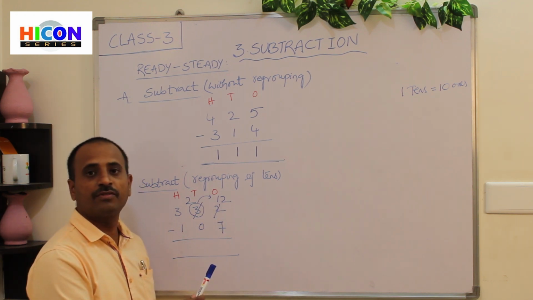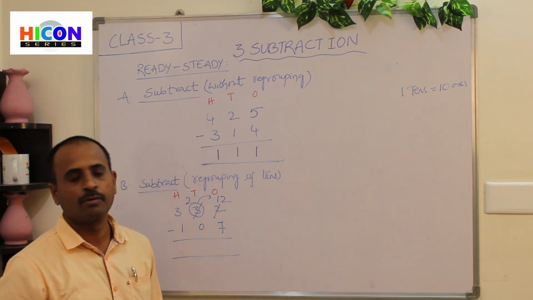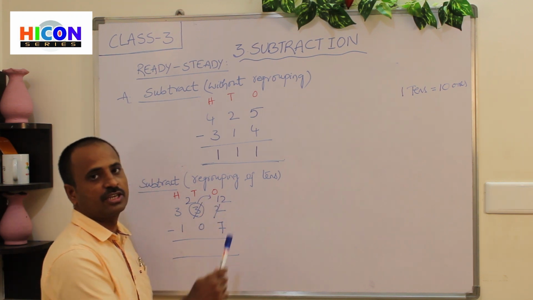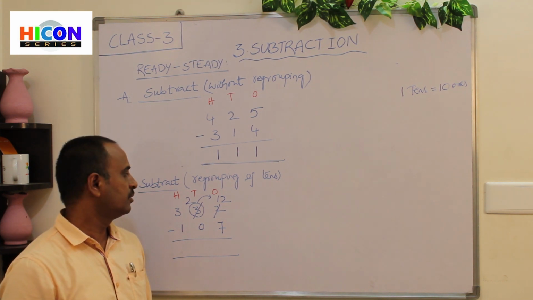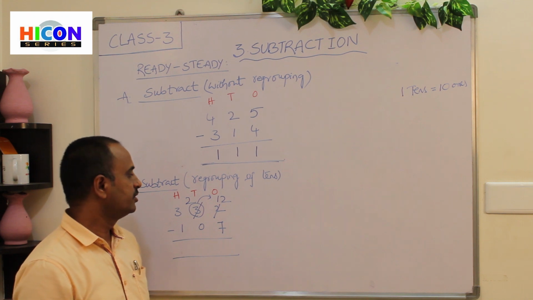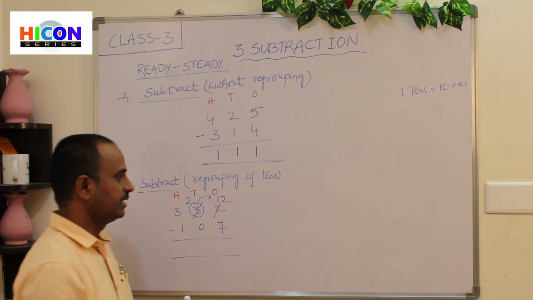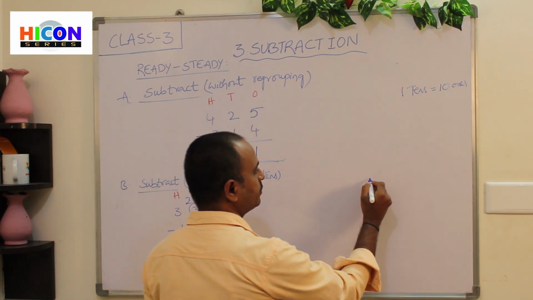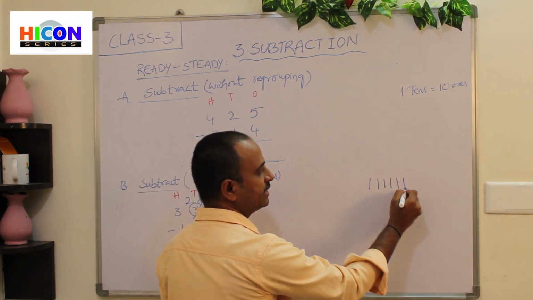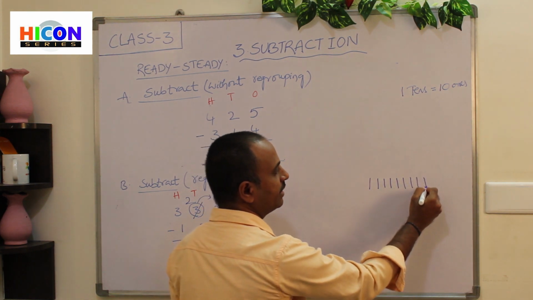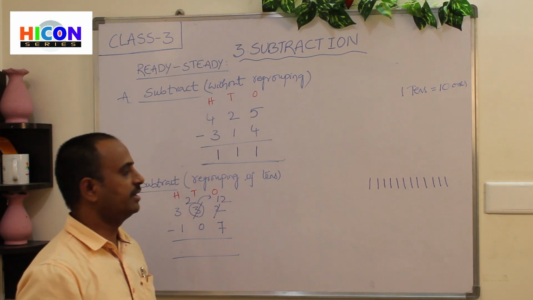So how can we subtract 7 from 12? We can do this subtraction with our fingers. So open 12 fingers of our hand. But we have only 10 fingers on our hands. So we can do this subtraction just by drawing lines. So draw 12 lines in your rough notebook. 1, 2, 3, 4, 5, 6, 7, 8, 9, 10, 11, 12. So just draw 12 lines.